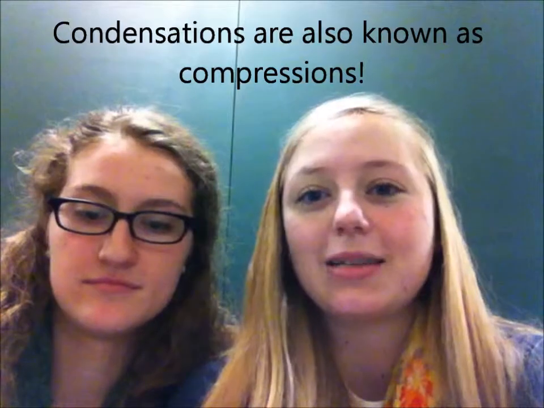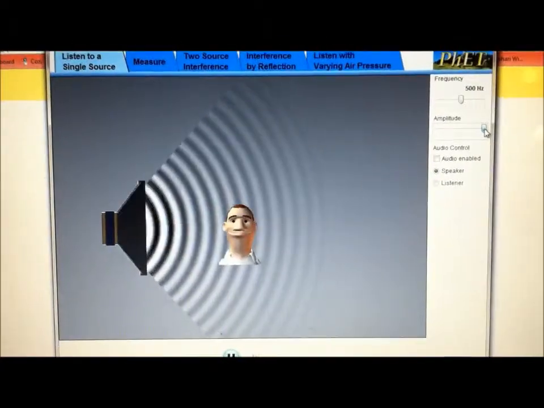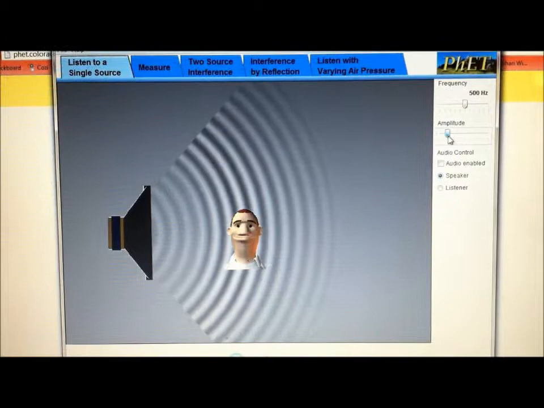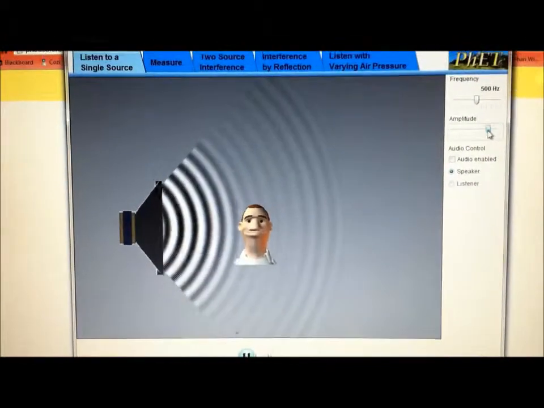On PHET, that is P-H-E-T, this was demonstrated very well. See the clip of sound waves changing amplitude. As with transverse waves, changes in amplitude are caused by changes in energy. Just like with a stereo speaker, it takes more electrical energy to make the amplitude bigger or the sound louder.